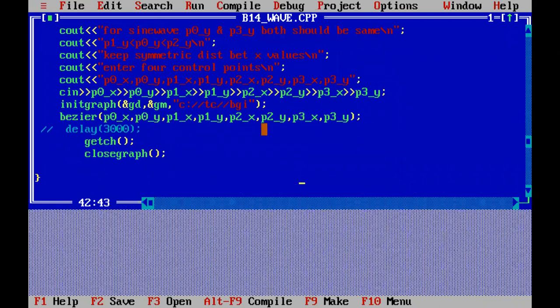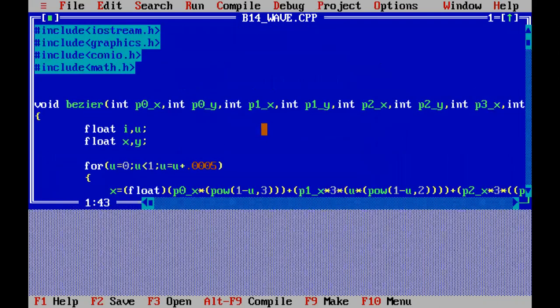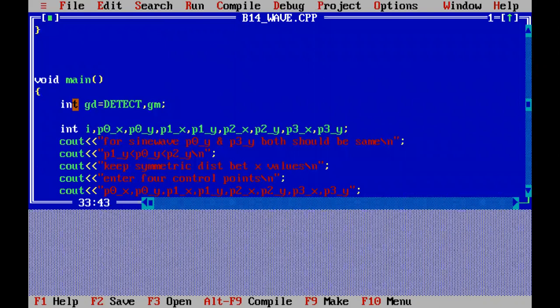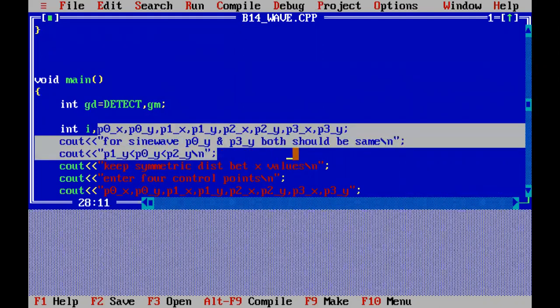What are the header files? You are aware of iostream.h, graphics, conio, and here math.h is required for the power function. We are using the power function over here. So first we'll go from the main. Here we are using gd and gm, that is graphics driver and graphics mode. After that we are taking the 4 parameters.